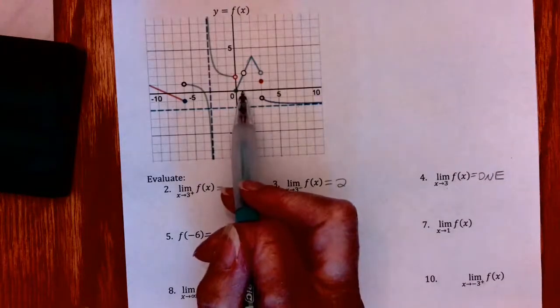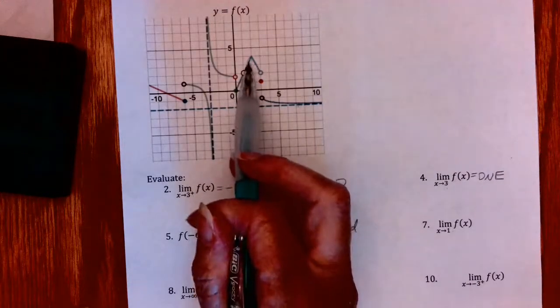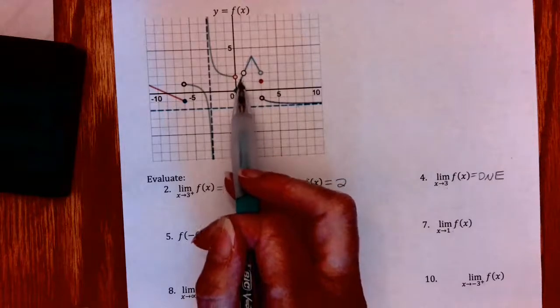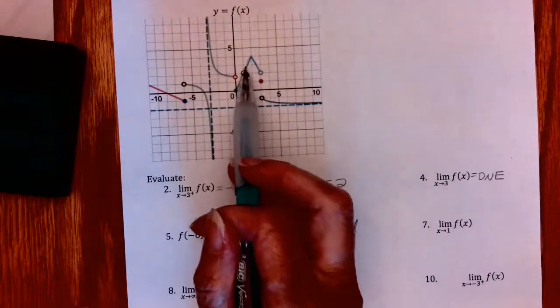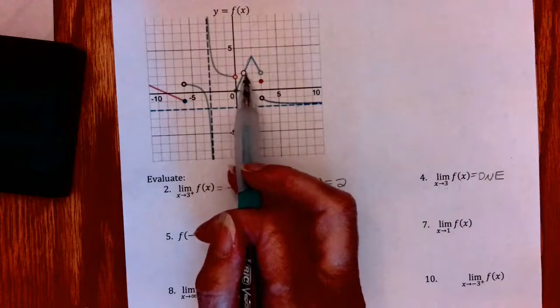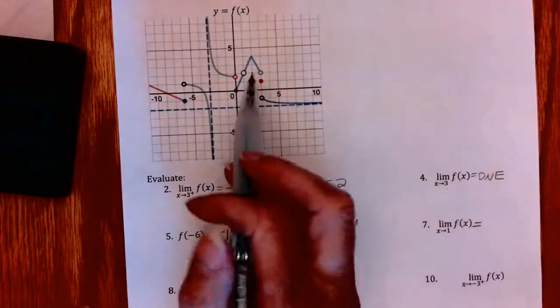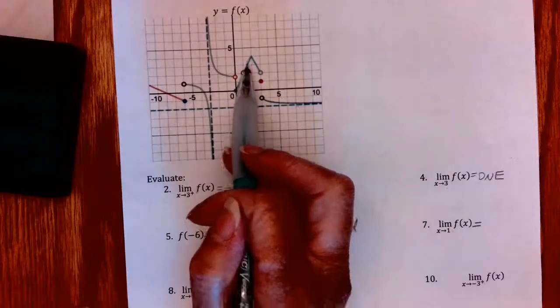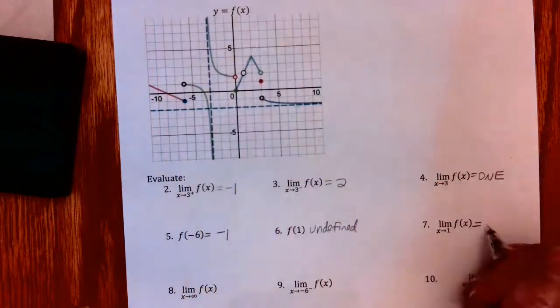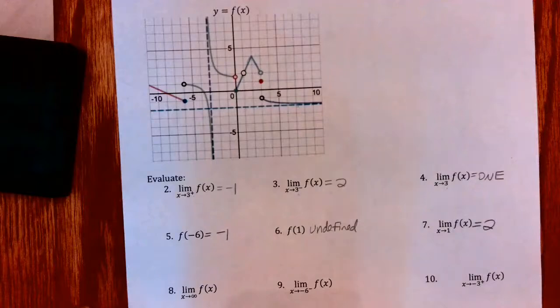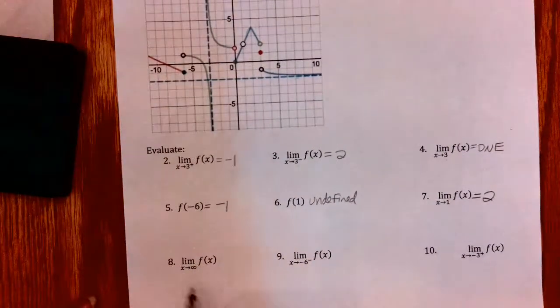The limit, however, as I approach 1, does exist. When I'm looking at the 1, and I look coming from the right and coming from the left, both sides are converging to this open circle. That means it definitely does have a limit, and the limit value is the height of this open circle, which is 2.